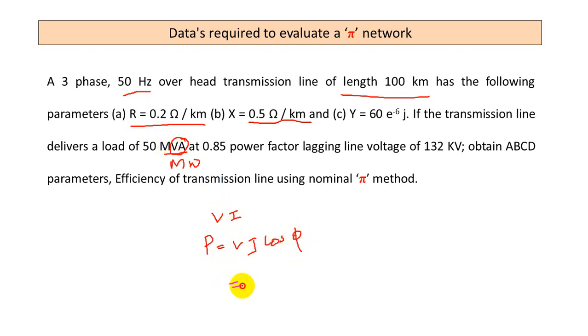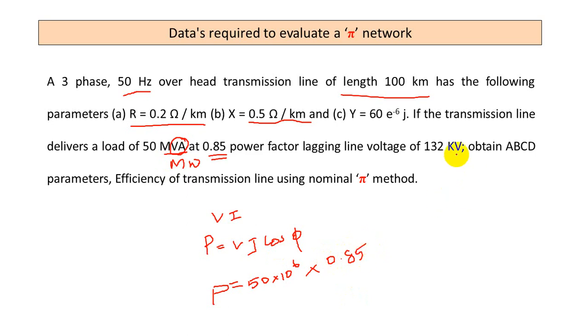How will you identify your power? Power is nothing but 50 MVA, 50 into 10 power 6, multiplied by the power factor. What is the power factor? They have given it as 0.85 lagging. 0.85 lagging determines that the current is lagging behind the voltage by a certain angle. Current is always lagging behind the voltage by a certain angle. So this will give you your actual true power across the load side.